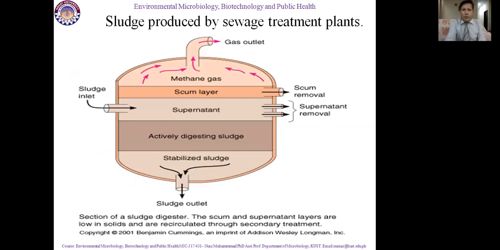So this is sludge produced by the sewage treatment plant. This is an anaerobic digester, where all the material which is not easily decomposable is transported to this tank. A stabilized sludge will settle down. Actively digested sludge will form a layer which contains microorganisms, and this is the sludge inlet. Fresh sludge will come from here.